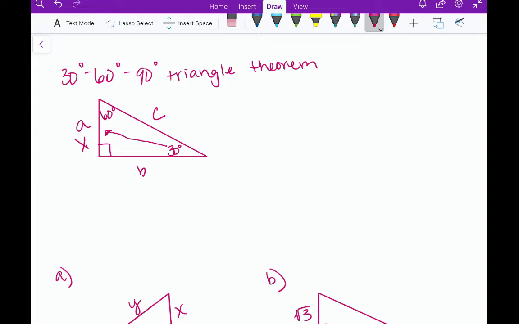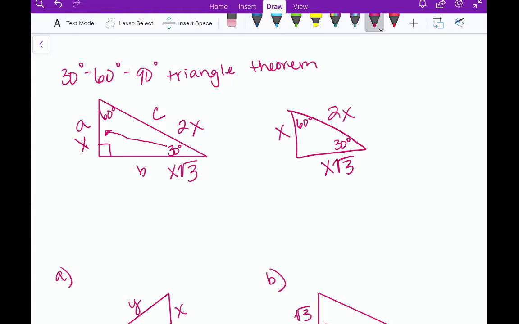That's the smallest angle. So if A is x, then B is going to be x times the square root of 3. And C is going to be 2 times x. So I'm going to draw this another way here for you. So if this is my 30-degree angle, this is x square root of 3, and this is 2x. Okay, and so it's going to be very helpful for you to draw this anytime you're working with a 30, 60, 90-degree triangle, because then you can just use proportions to solve the problem, because any 30, 60, 90-degree triangle is going to be similar.